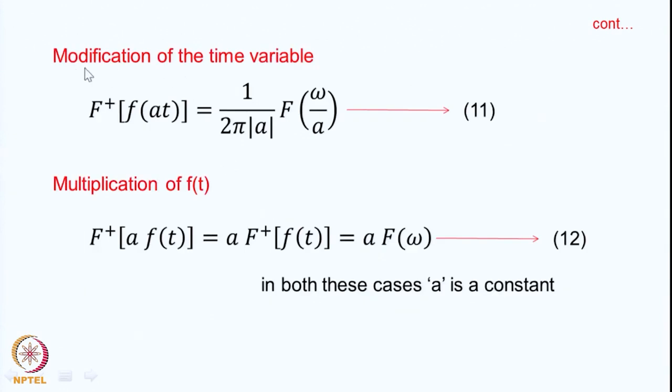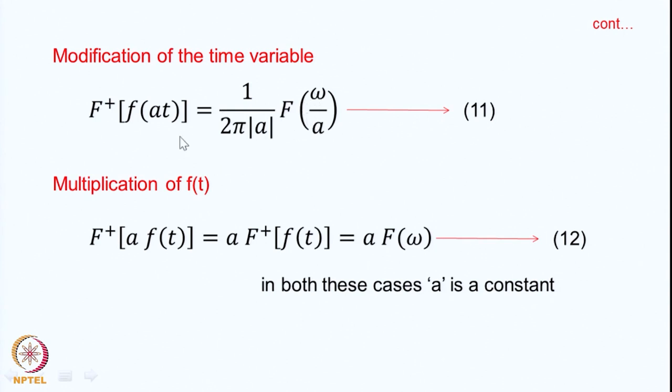Now, if you modify the time variable, for example, you have a function f of t, which we considered earlier, and we are taking a Fourier transformation. Now, instead of t, I multiply this by a constant a. What will be its consequence in the frequency domain if I do this? I multiply the time domain variable by a constant here. Then I ask, when you do Fourier transformation, what will be the consequence? You can see here, it will become 1 divided by 2 pi times modulus of a, into f of omega by a.